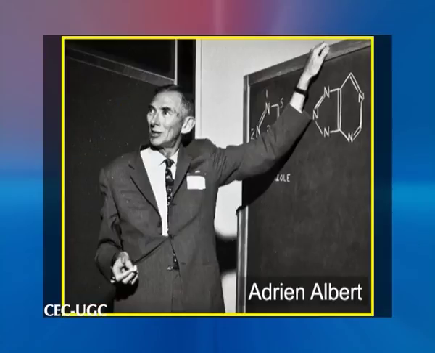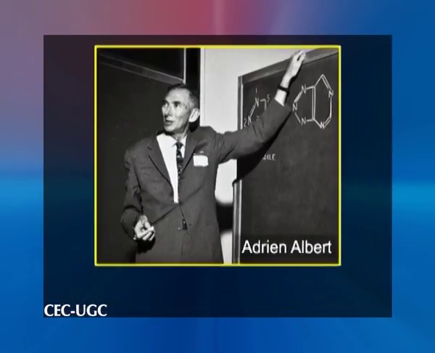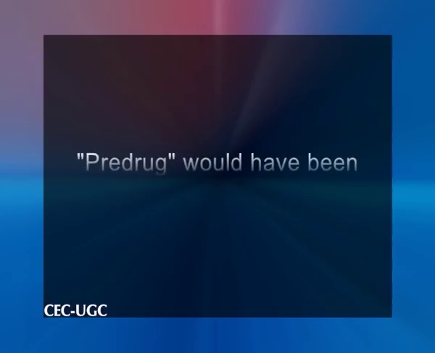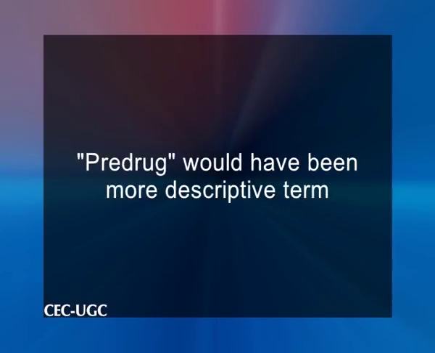Now, let's have a quick look at the historical background of prodrugs. It was Adrien Albert who first introduced the term prodrug in 1958. A few decades later, he apologized for having invented such an inaccurate term, because prodrug would have been a more descriptive term. However, by that time, the original version was used too widely to be changed. Nonetheless, the prodrug concept was invented long before Albert's publication.